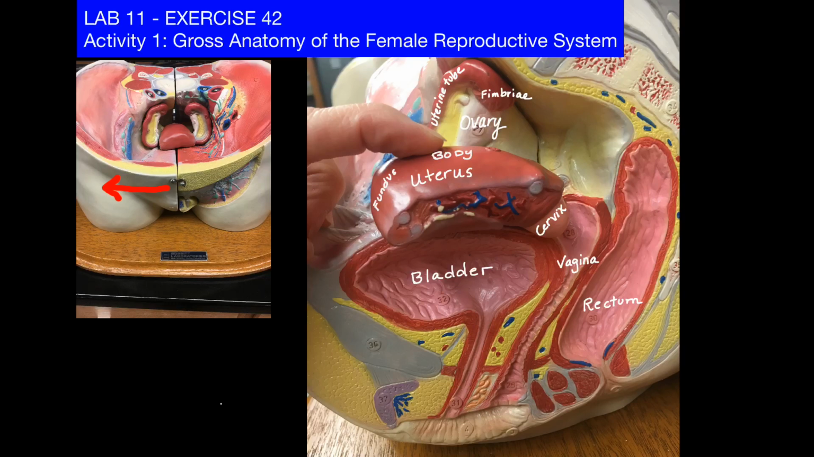Okay, so the vagina extends for about 4 inches from that end of the cervix all the way down, and this is our main copulatory organ. So this receives the penis during intercourse, but it also provides a passageway for the delivery of an infant if that egg is fertilized, and also for the shedding of that endometrial lining of the uterus during the menstrual cycle.